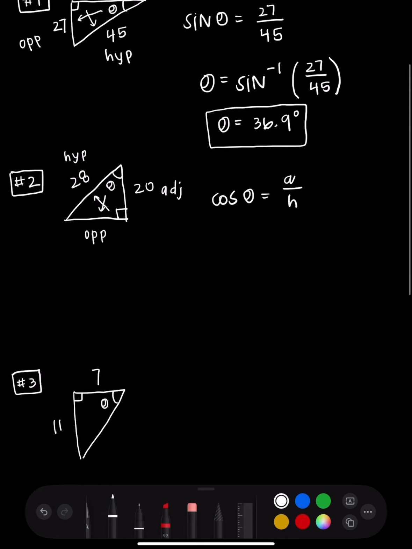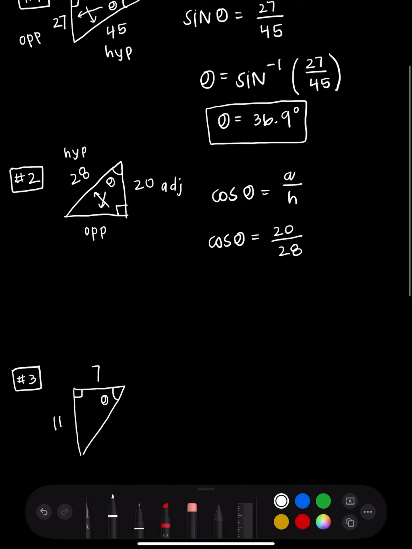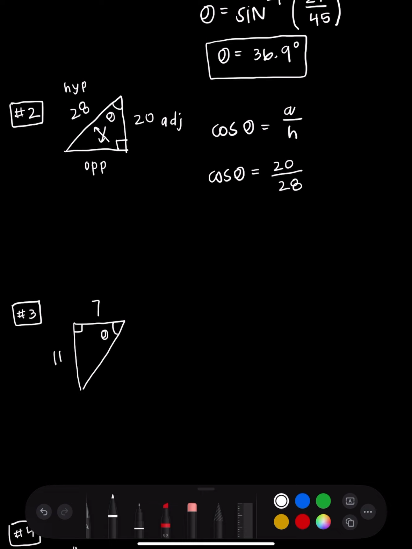Now that we have that, we're going to plug in what we know. So we're going to say cosine of theta, because we don't know what theta is, but we do know the adjacent side is 20 and the hypotenuse side is 28. Okay, great. We're almost there, but instead of solving for cosine theta, we want to solve for just theta. So to get rid of the cosine, we do the cosine inverse, which means that my formula ends up being that theta is equal to cosine inverse, or cosine to the power of -1 of 20 over 28.